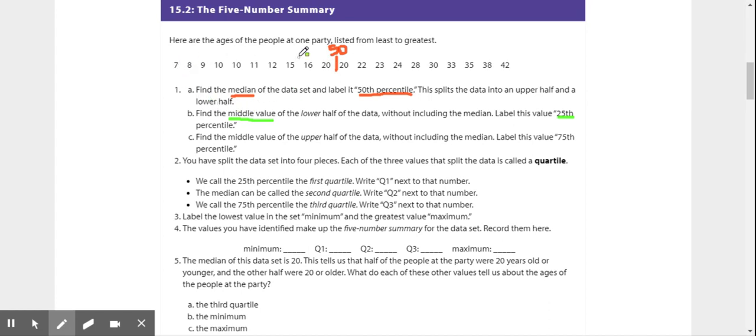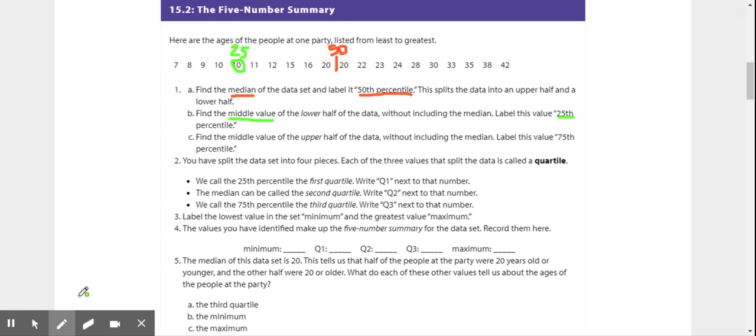So we're going to go with all these 9. 1, 2, 3, 4. So this one right here, 10, because there are 4 on this side, because remember, we can't count 20. 1, 2, 3, 4 on this side, 1, 2, 3, 4 on this side. So this is going to be our 25th percentile, and that's what they're asking us to do. That's the half point from the lower end.